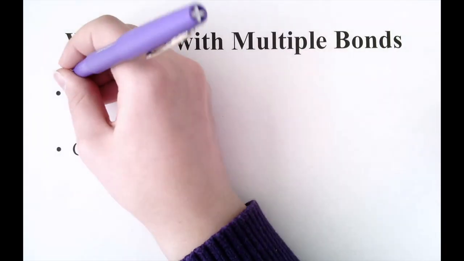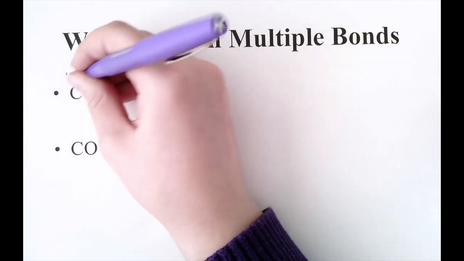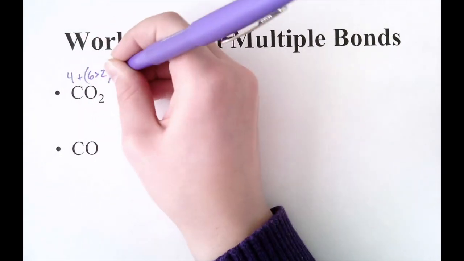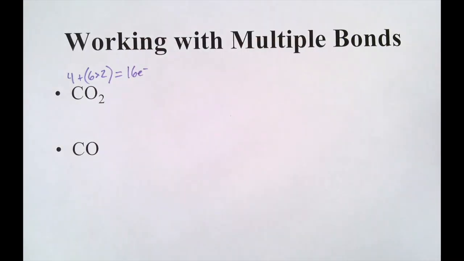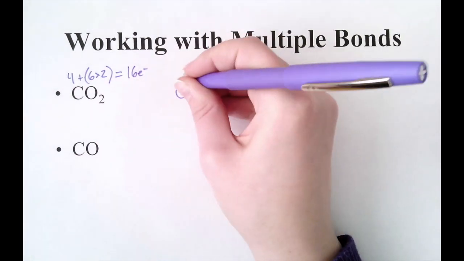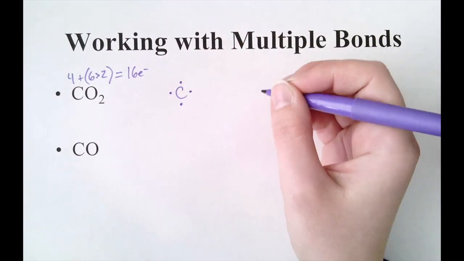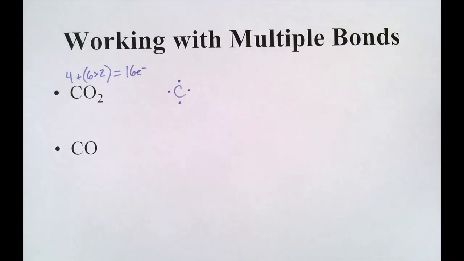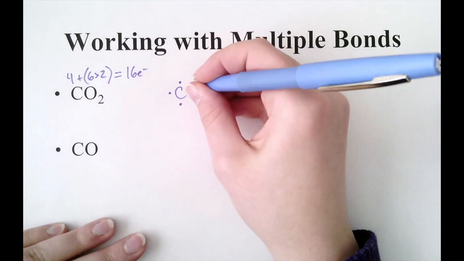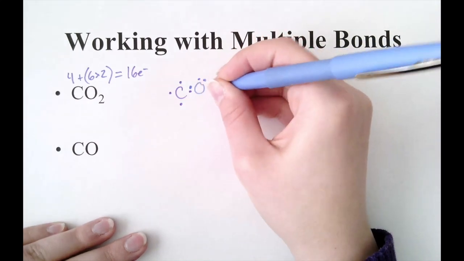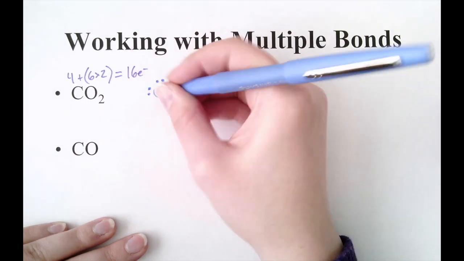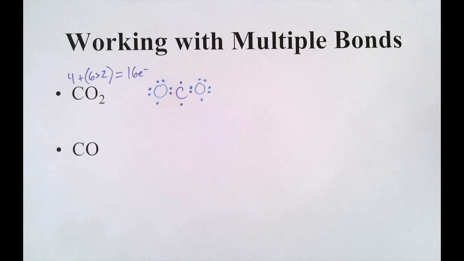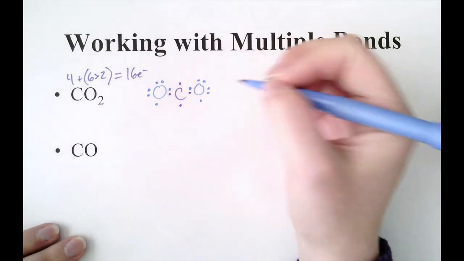So carbon dioxide, we're going to have 4 valence electrons from carbon plus 6 from each of our oxygen for a total of 16 valence electrons overall. So I'm going to start with my carbon because it has hybrid orbitals, so I spread them all out. Then I'll bring in both of my oxygens. If we do it this way, though, with just single bonds, you can see that this doesn't satisfy the octet rule. So we're going to need to do multiple bonds.